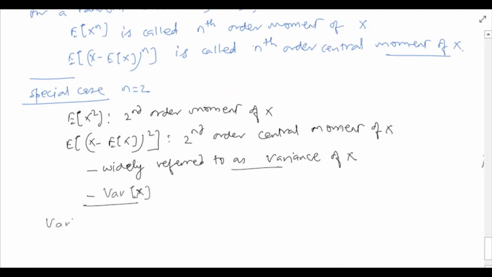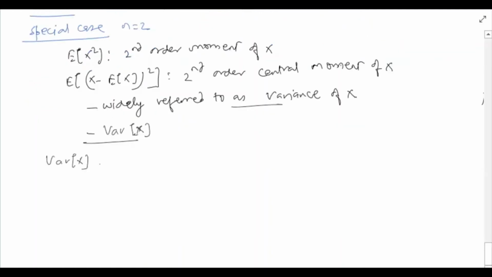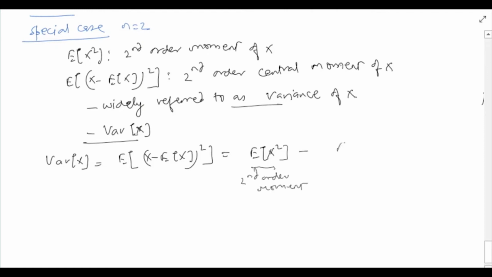So Var X is expected value of (X minus EX) whole squared, and it turns out to be equal to expected value of X squared, that is second order moment, minus (expected value of X) whole squared. Notice that this is expectation. So variance is nothing but second order moment minus square of expectation.